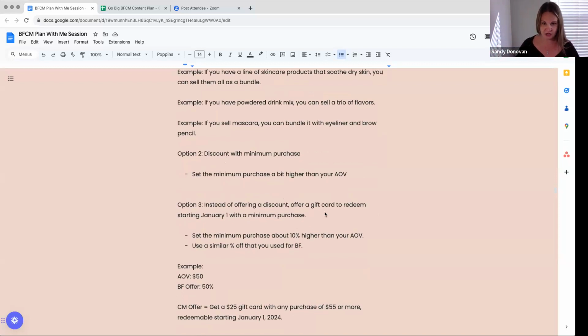The third option, and this is going back to the gift card again, we're going to be looking at both setting ourselves up for the future as well as increasing average order value. So instead of offering a straight up discount, you can set a minimum purchase or a bundle, and you can say that they're going to get a gift card for a certain amount if they spend a minimum.